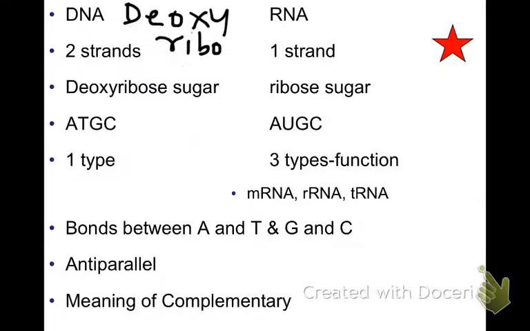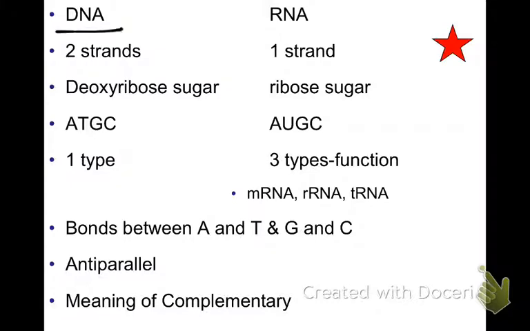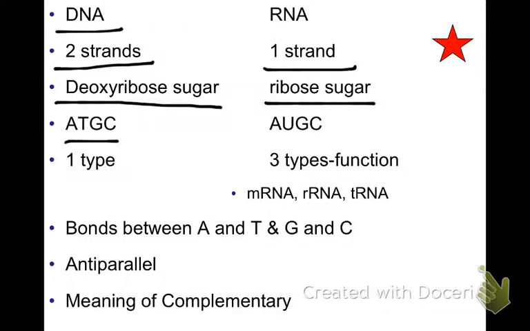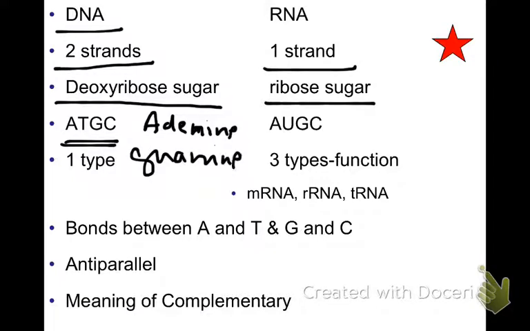The differences between the two. DNA has two strands that make it up as a complete entity. RNA has only one strand. The sugar present in DNA is deoxyribose. In RNA, it is ribose. The nitrogenous bases that you would see in DNA are A, T, G, and C: adenine, guanine, thymine, and cytosine.